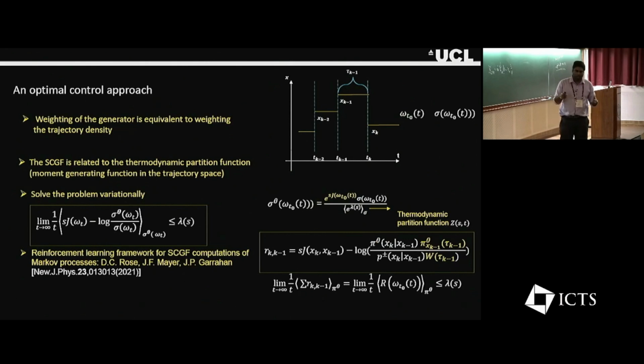I want to focus on a particular numerical method using machine learning, which was proposed by the Garrahan group in Nottingham by one of his postdocs, Dominic Rose. What Dominic did is he constructed a kind of reward structure, which when optimized will saturate this bound, which will give you the SCGF. The sigma theta bit is called the control dynamic. The goal is to optimize this control dynamic by controlling theta, so that you optimize this entire thing to get the SCGF.